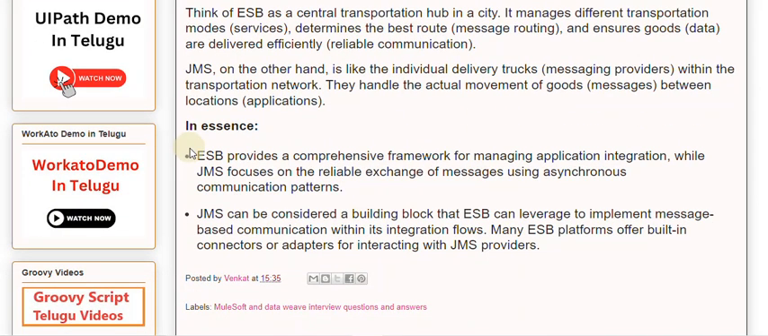In essence, ESB provides a comprehensive framework for managing application integration, while JMS focuses on the reliable exchange of messages using asynchronous communication patterns. JMS can be considered a building block that ESB can leverage to implement message-based communication within its integration flows. Many ESB platforms offer built-in connectors or adapters for interacting with JMS providers.